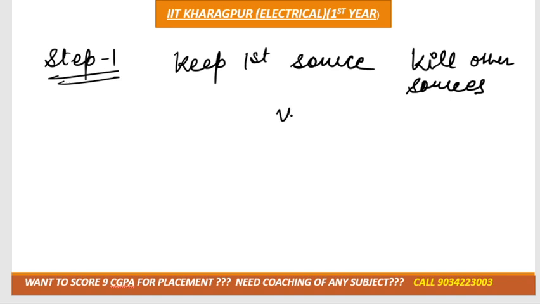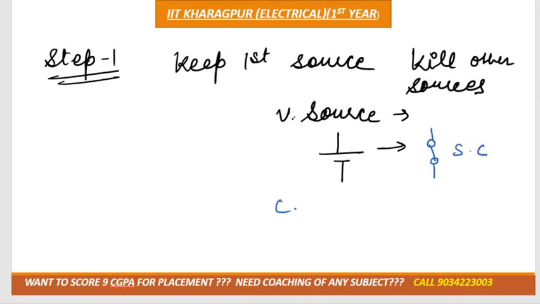Killing means that if there is a voltage source, then that voltage source must be short circuit, as in the Thevenin theorem. Remember, when we calculated RTH, a voltage source must be short circuit, right? And a current source must be open circuit, correct?